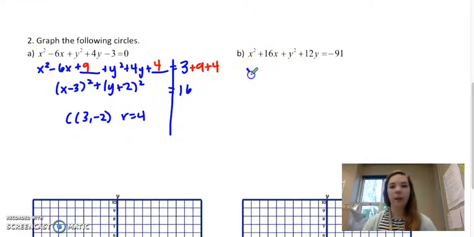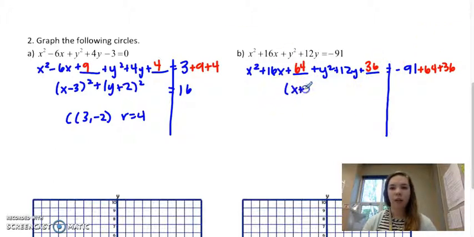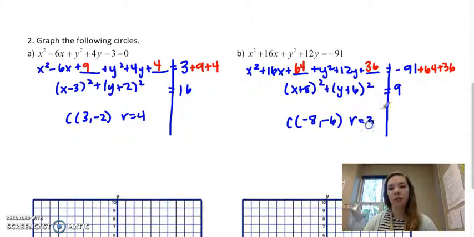One more here. X squared plus 16x plus something, y squared plus 12y plus something equals negative 91. So here, half of 16 squared is 64. Half of 12 squared is 36. So we're adding that to both sides. So on this side, I would have x plus 8 squared, y plus 6 squared equals 9. So my center is negative 8, negative 6, and my radius is 3.